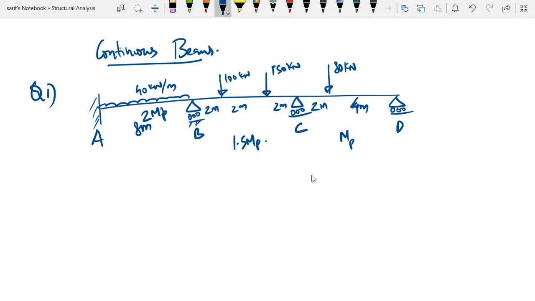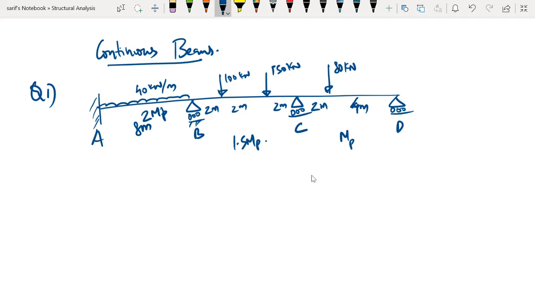So, dear students, welcome back to another lecture on structural analysis. We are dealing with plastic analysis. In this lecture, we will be talking about plastic analysis of continuous beams. So, as you can see, we are having a continuous beam which is having three spans.